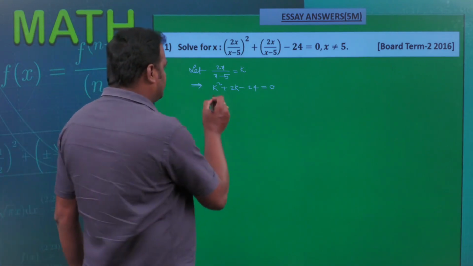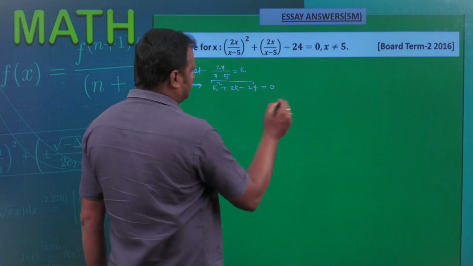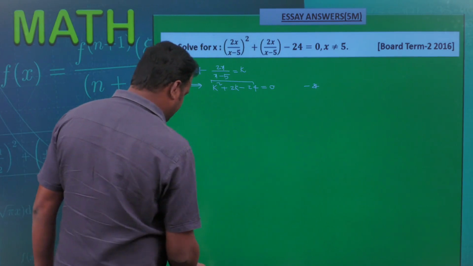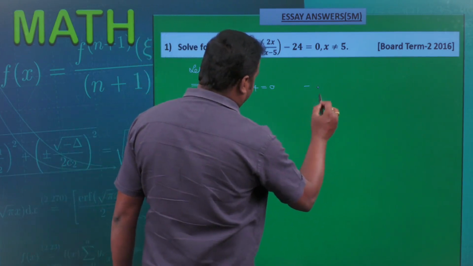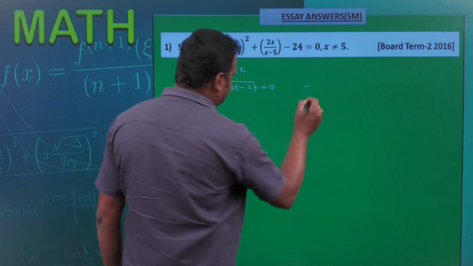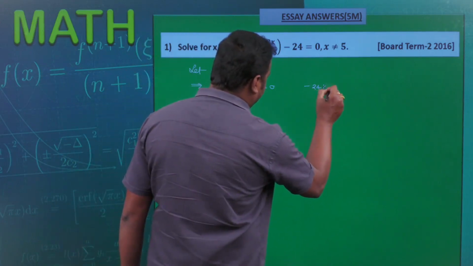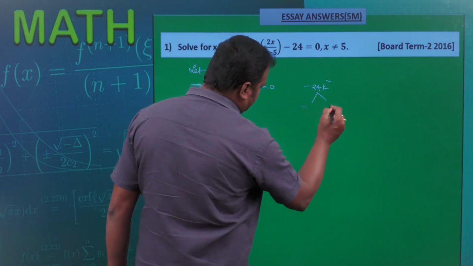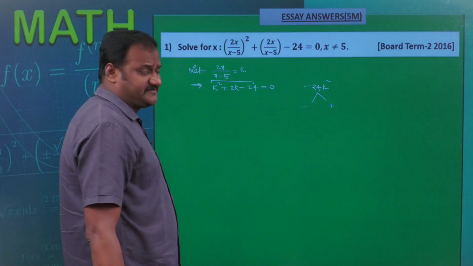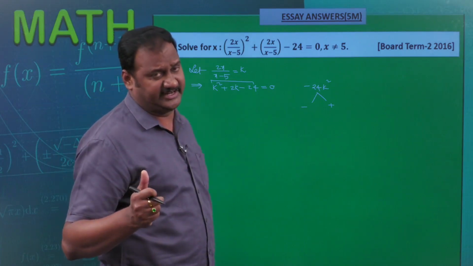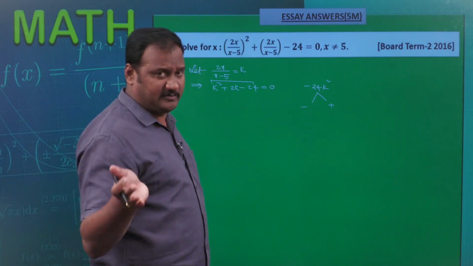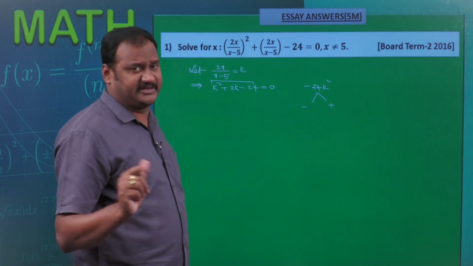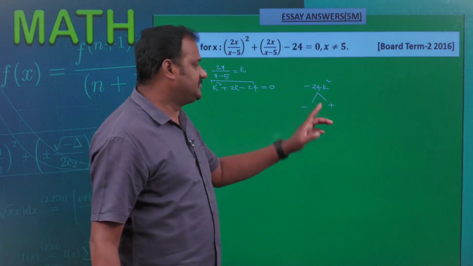Let me try with the factorization method. So k square into minus 24, that is minus 24 k square. Okay? And what are the factors? See, one should be negative, one should be positive, because the product of a negative and a positive is only negative. If both are positive, the product is positive, and if both are negatives, then the product is positive. So that is why one is positive, one is negative.